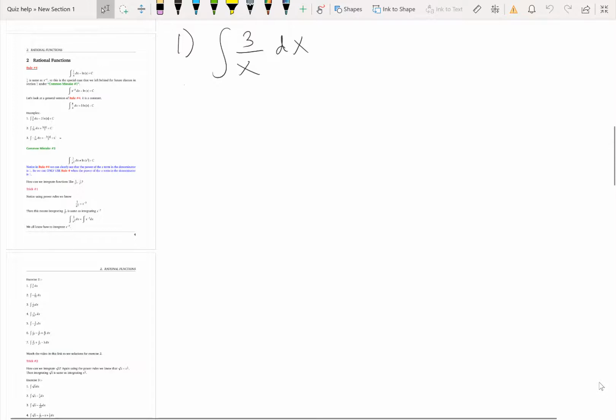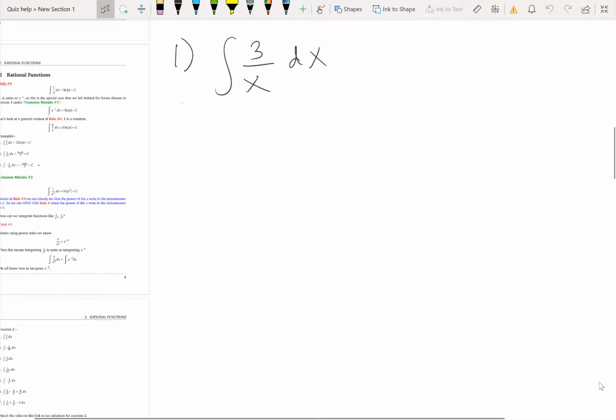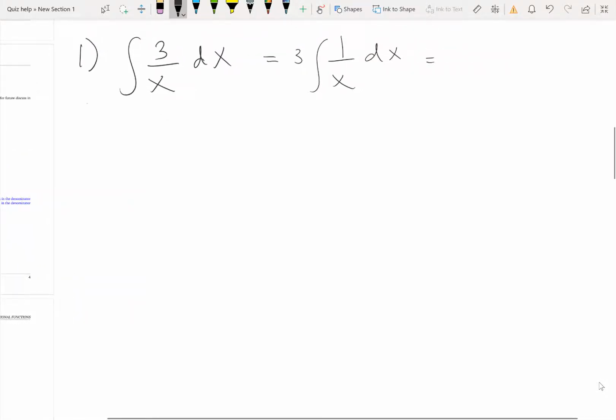All right. Now let's integrate 3 over x. The first problem: we can take out 3 and we just need to integrate 1 over x. If you integrate 1 over x, we get natural log absolute value of x, with 3 outside the integral, plus c. So that's easy. This is rule number 4 that we used.